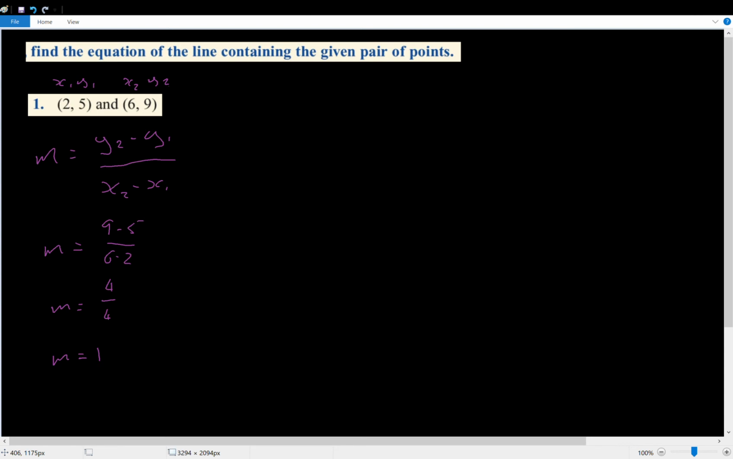Now we have to go about getting our equation of the line using the slope and one of the points. It doesn't matter which point we use, we'll get the same equation in the end either way, but for the sake of this, I'm going to use point 1 here. Our formula for the equation of a line is y minus y1 equals m times x minus x1. So let's sub our values in for this. It's going to be y minus 5 equals 1 times x minus 2, like that.